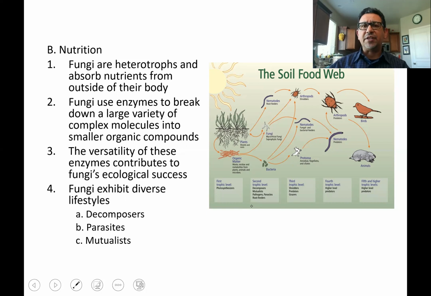Now, there are going to be different types of lifestyles for a fungus. Some of them are going to be decomposers, and that's going to be one of the main contributions of the members of this kingdom to life.